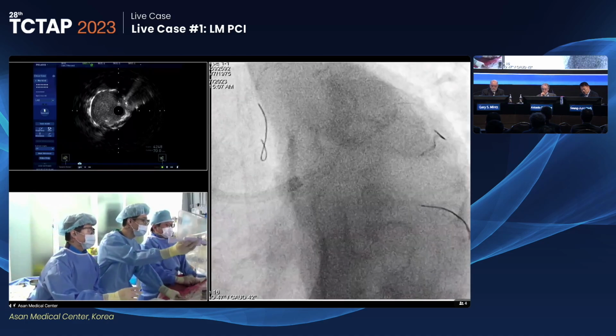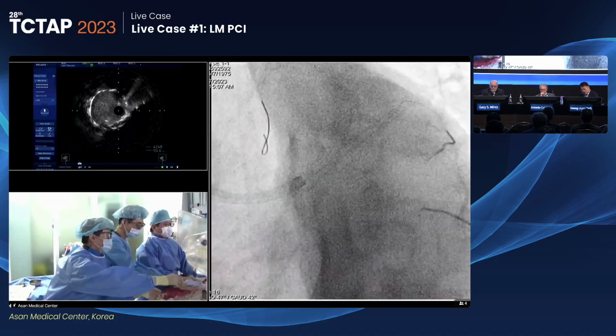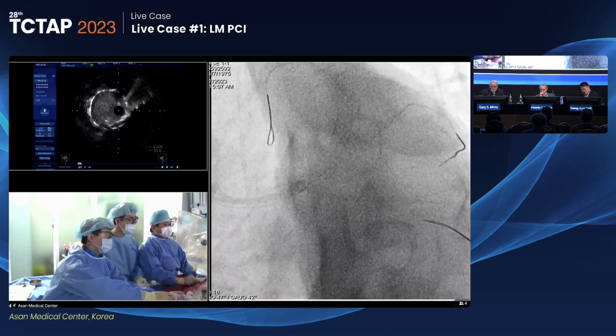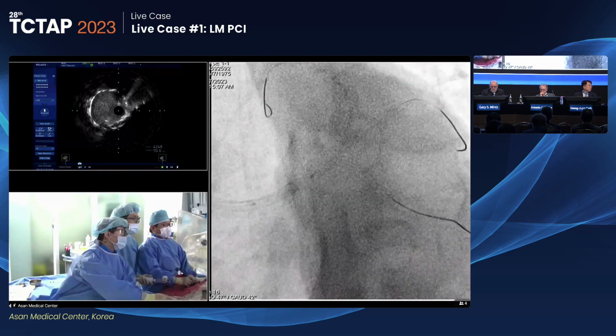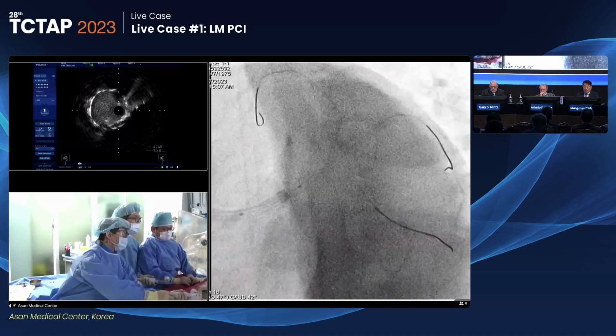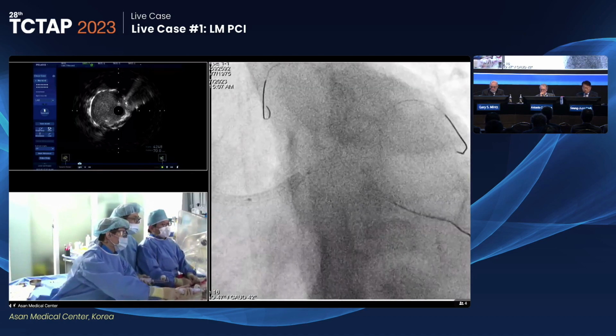I think we can call this procedure very successful and do double vessel intravascular ultrasound down the LAD and the circumflex, and not worry too much about this part.